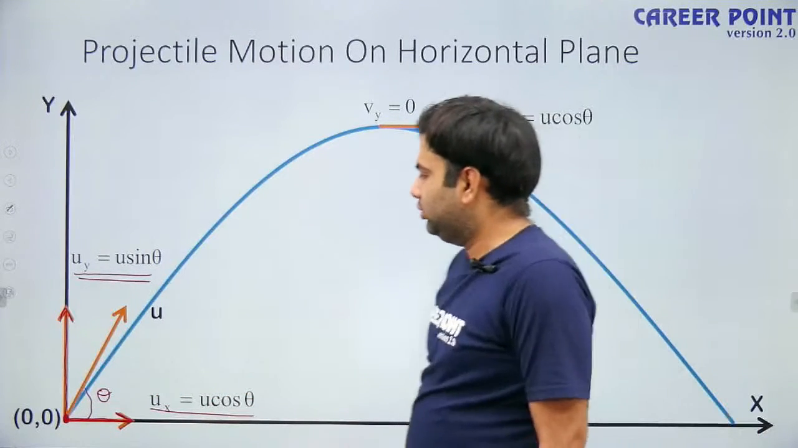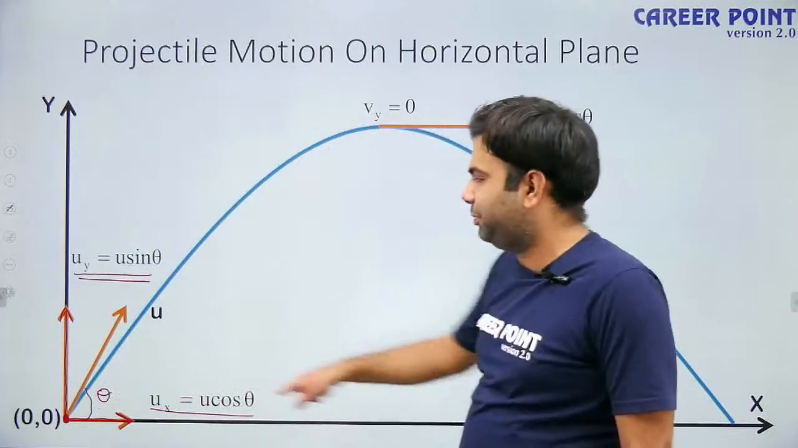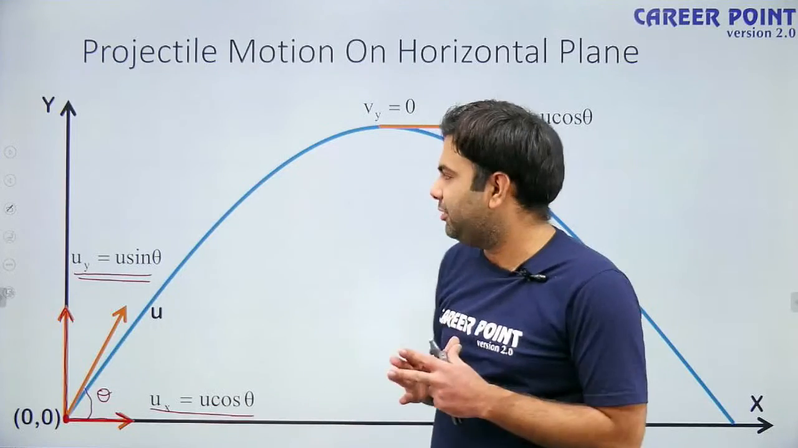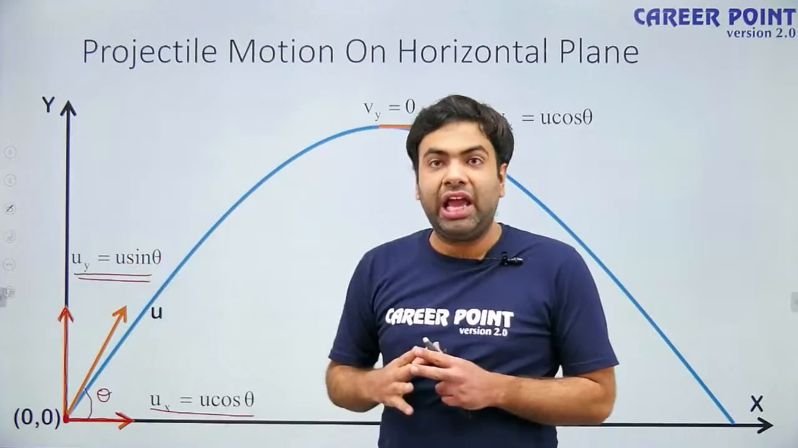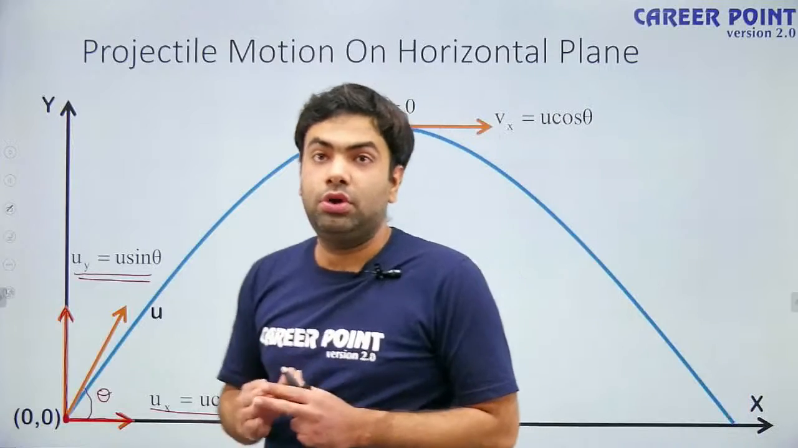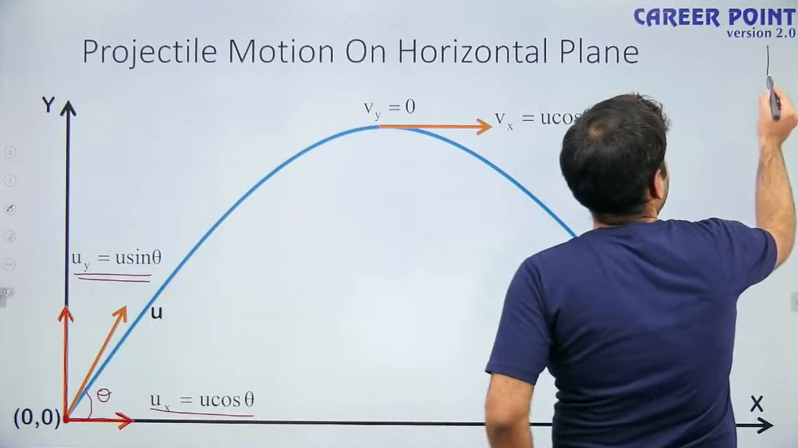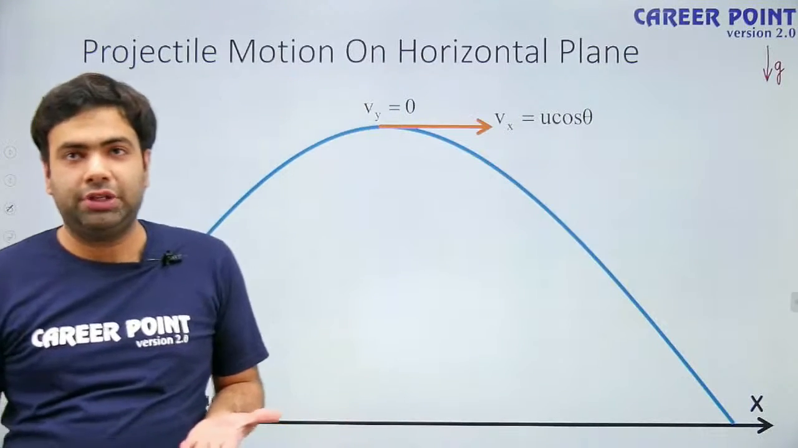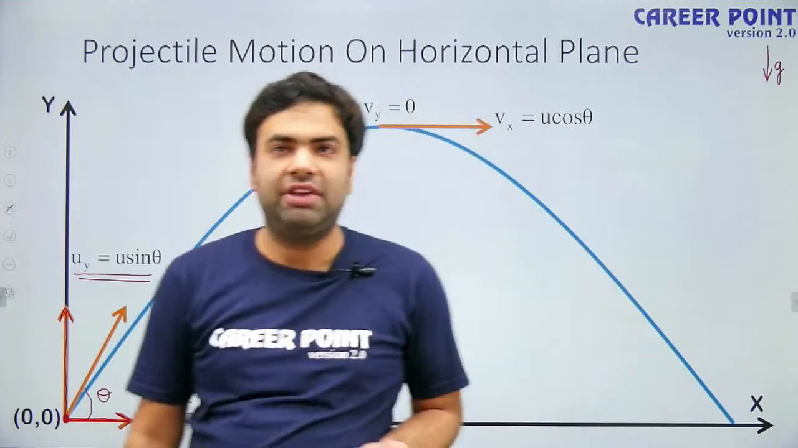So I am going to consider vertical motion separately and horizontal motion separately. Because this projectile motion is a combination of two motions, for vertical motion the initial velocity is u sine theta, and for horizontal motion the initial velocity is u cos theta. Now, what is the direction of acceleration? The direction of acceleration is vertically downwards, which is equal to g. g is the acceleration due to gravity, which is the total acceleration experienced by this projectile.